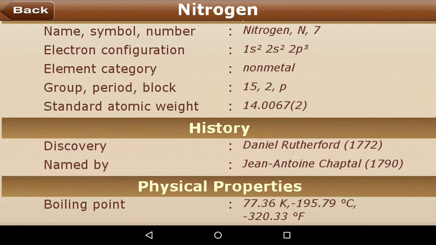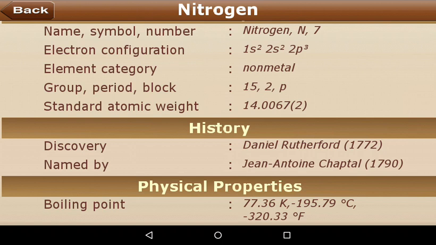Nitrogen has 2 S shells and 1 P shell. The first shell has 2 electrons, the second shell has 2 electrons, while the third shell has 3 electrons, which is the atomic shells of it.